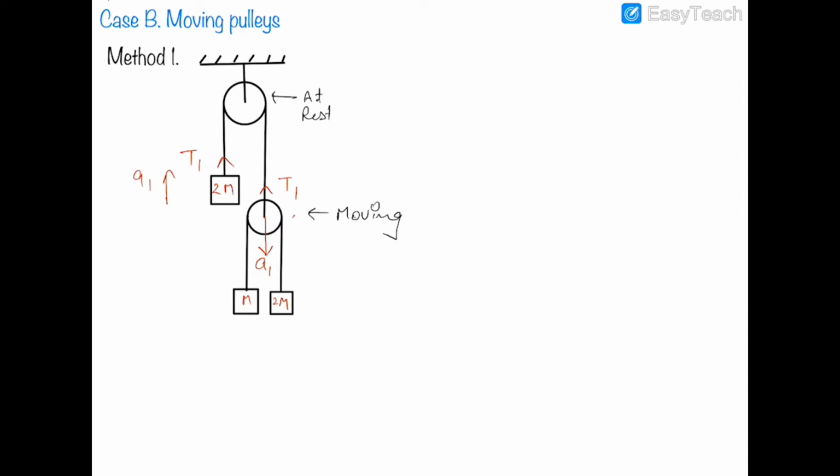Now let us assume that this M is moving upward with an acceleration A2 and this M is moving downward with an acceleration A3. Now why I have assumed these accelerations to be different is a fact which I have already told you: the pulley which is between these two masses is moving in the downward direction, and if it is moving, then the acceleration on its either sides will be different. So let us assume the tension here as T2. This is T2 and this is also T2.